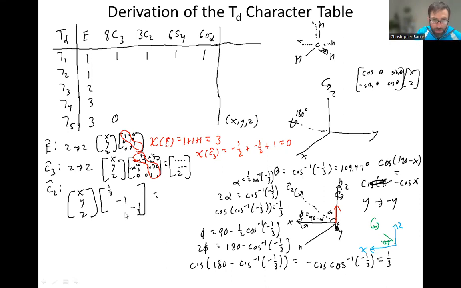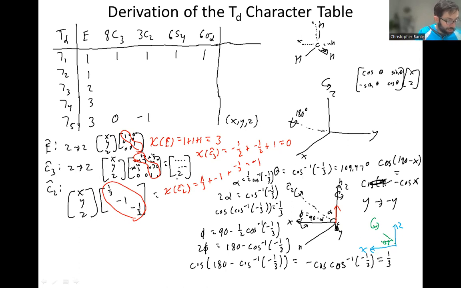And so then, at this point, we're done figuring out this character pretty much. We just take the trace of this, right? And the trace of this, or the character of it, is just 1/3 plus negative 1 plus negative 1/3, and that equals negative 1. And so now we can say that we have a negative 1 here.